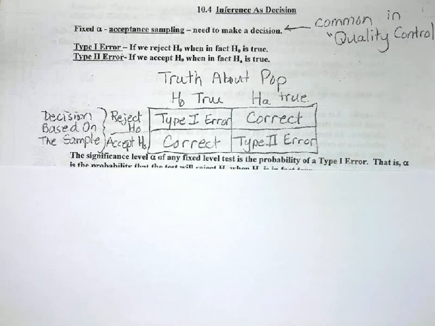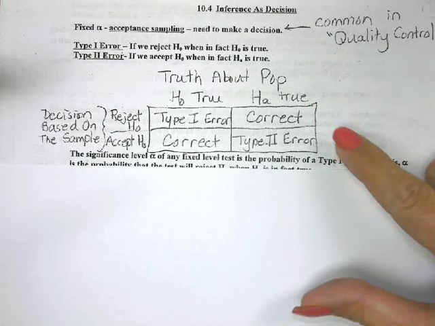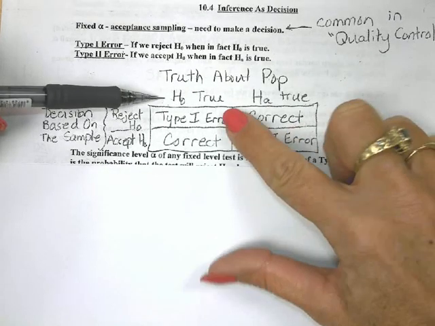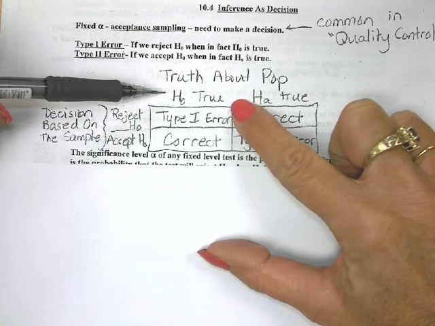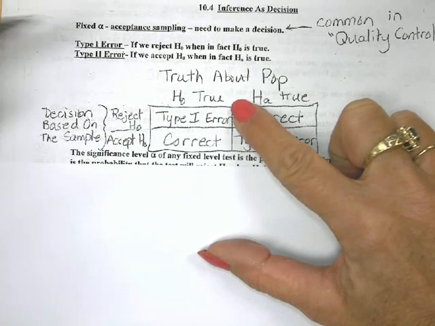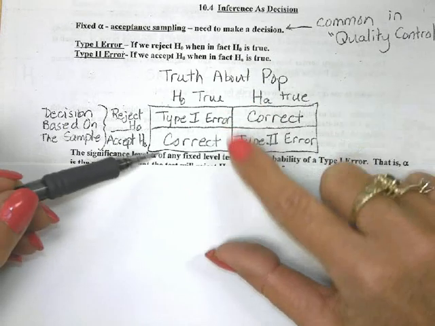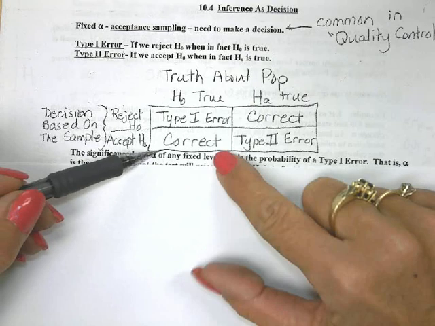So anytime we make a decision, we have a chance of being wrong. Let's look at our little table here. Let's say that the null hypothesis is actually true. If the null hypothesis is true, and we collect data that seems to be consistent, so we say we don't have any evidence against it, or in other terms, we accept the null, and the null is actually correct, then we've made the correct decision.